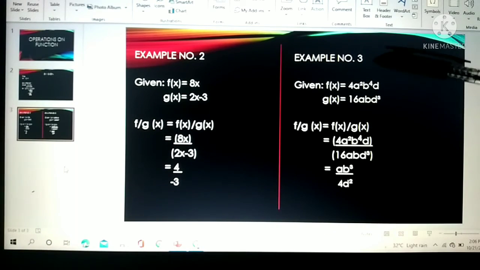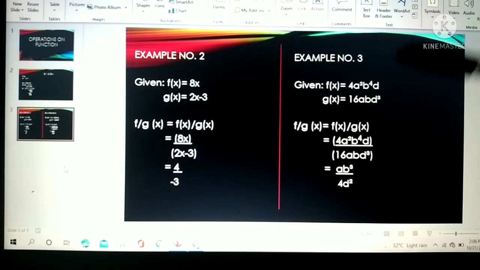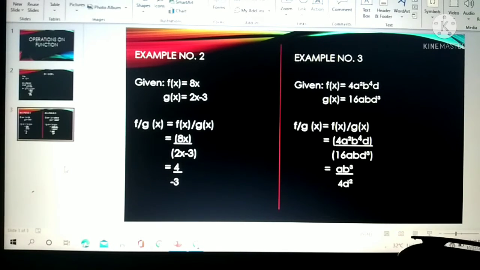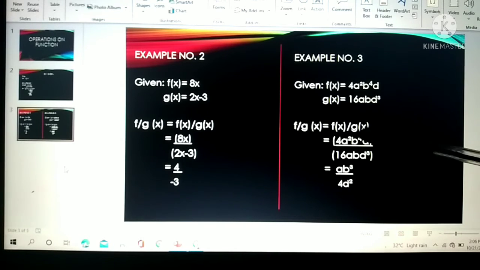For example number 3, the given is f of x is equal to 4a squared b raised to the power of 4 and d. And our g of x is equal to 16abd cubed. Let us solve. f over g of x is equal to f of x divided by g of x. Let us substitute x where our f of x is 4a squared b raised to the power of 4 and d over 16abd cubed, which is our g of x.